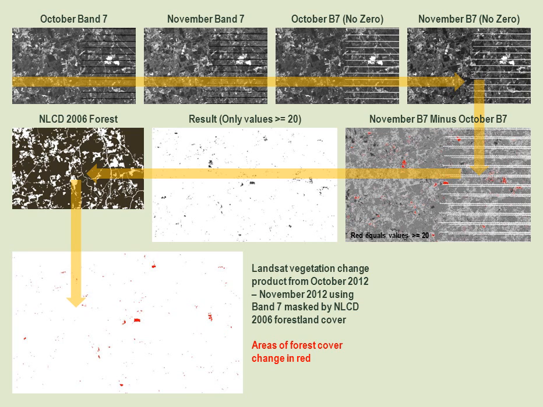This is a flow diagram of the various imagery source products and those products derived from the analysis. The October source image, the November source image, these 2 images without the scanline values. October subtracted from November, with the red areas highlighting the greater than or equal to 20 values. This product is the greater than or equal to 20 extracted from the dataset. I then combined it with the NLCD forest class, yielding forested landscapes with vegetative change from October to November 2012.